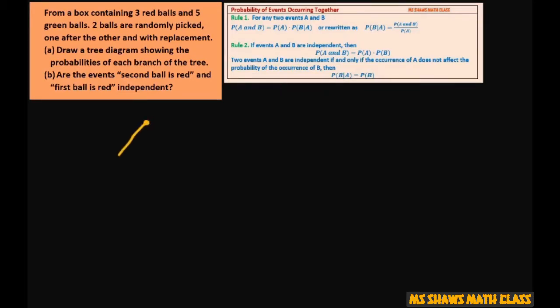So for the first branch, you draw a ball. For the green ball, that would be 5 out of 8. And for the red ball, that would be 3 out of 8. Now, we don't replace it, so now we're going to go ahead and do green-red again on the second draw. We don't replace it.